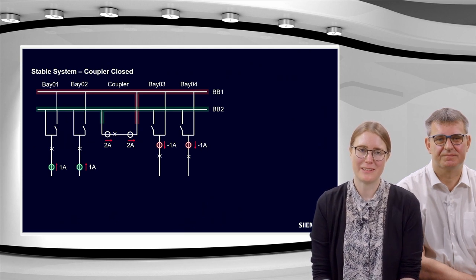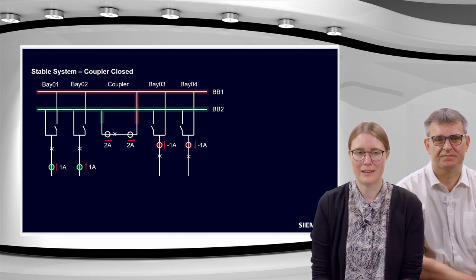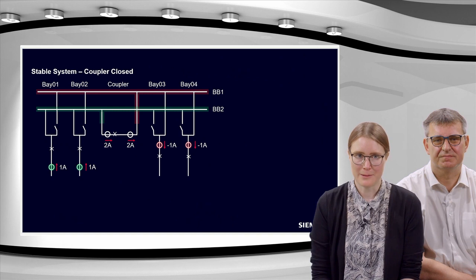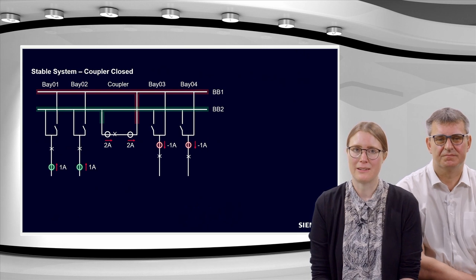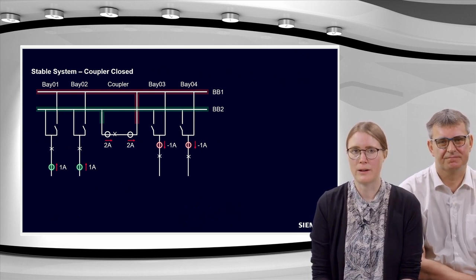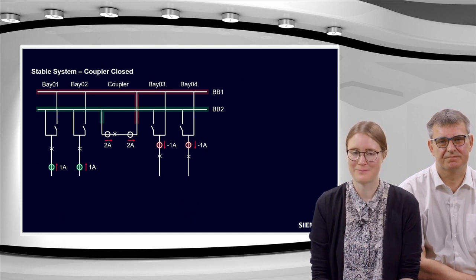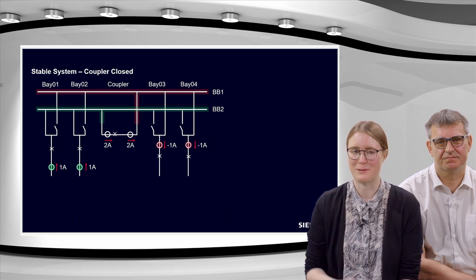So the first one here is the scenario stable system, coupler closed. Here I am checking 1 amp in bay 1 flowing towards busbar 2, also 1 amp in bay 2 flowing towards busbar 2, and then these two currents are flowing through the coupler and away from the busbar in bay 3 and 4, also 1 amp for each bay. So this is called later on stable system coupler closed.